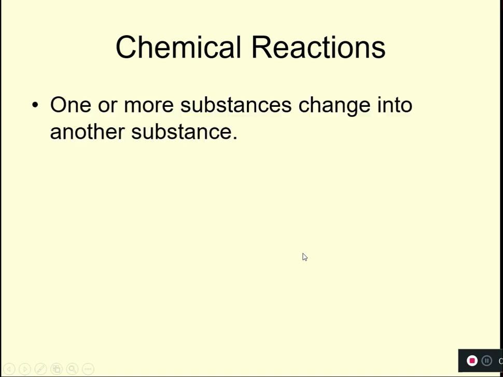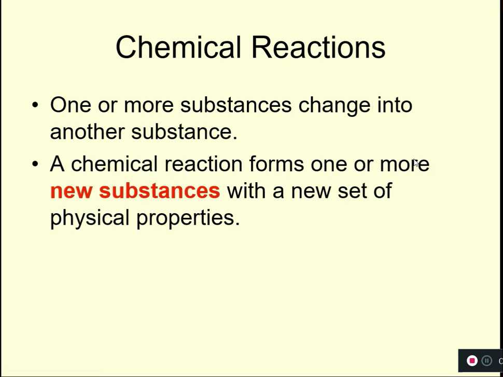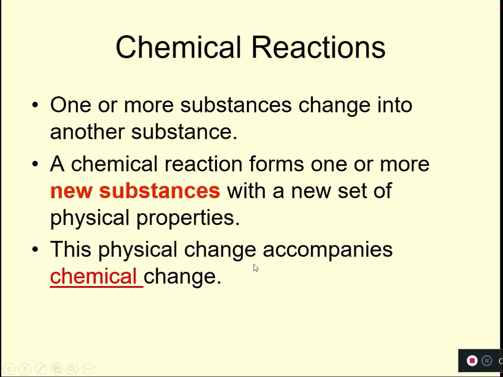So what is a chemical reaction? Well, a chemical reaction is one in which one or more substances will chemically change into completely different substances. The chemical reaction is one where you are definitely going to have a new substance, a new compound, or different elements, whatever, that are going to be created. We're not going to change the elements involved. We're just going to change the bonding that takes place between those elements. And the physical change is going to be accompanying the chemical change.